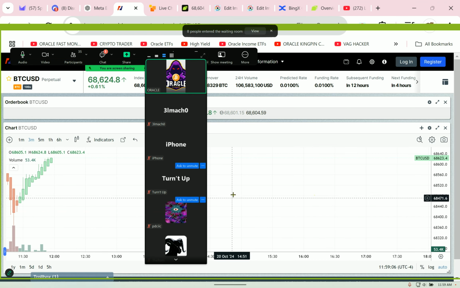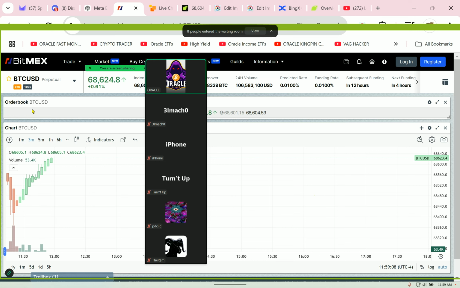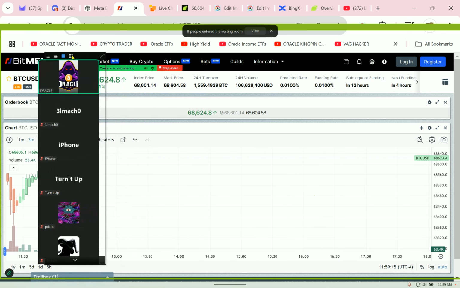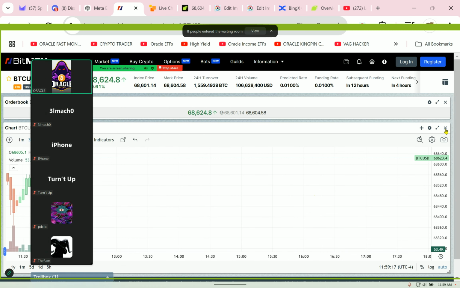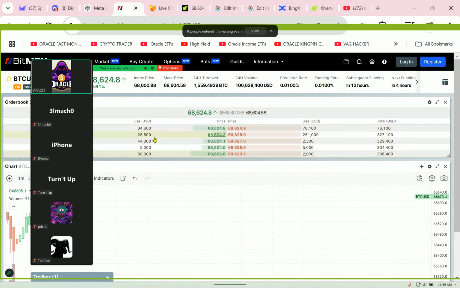If you use BitMEX out of the box, it will look nothing like this chart. This chart is customized for me. It's gotten rid of all the unnecessary distractions and garbage. Even you guys like this on the top, right? The dancing Christmas tree. I don't need to see all that.